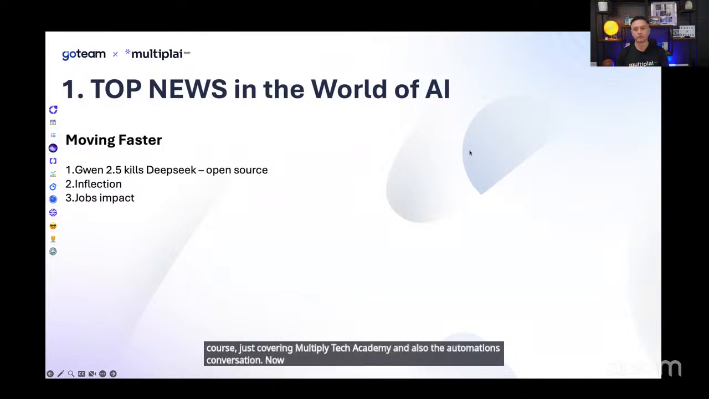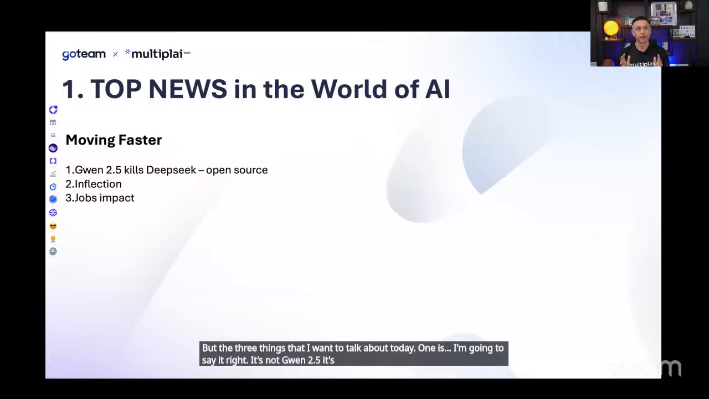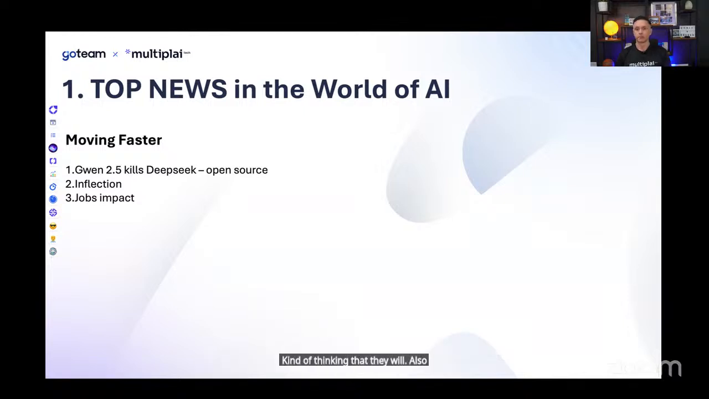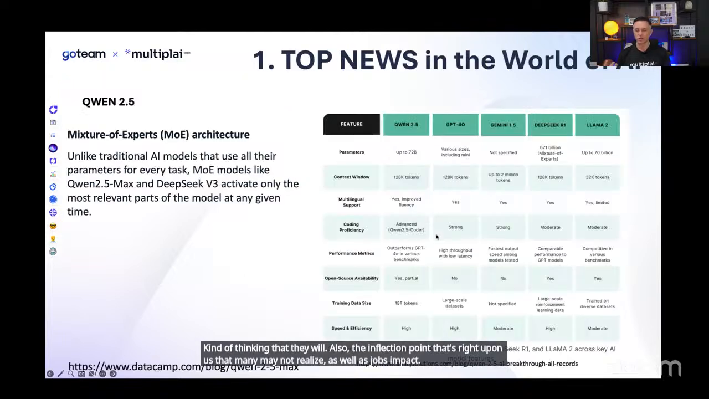Now, things are moving really fast in the world of AI. I could spend a couple of hours giving you an update on the changes in the last week and a half. But the three things that I want to talk about today, one is, I'm going to say it right, it's not Gwen 2.5. It's, I think it's Gwen, you say it the right way, and how it's really killing off DeepSeek. I think people are saying, at least from a performance perspective, it won't be open sourced yet. I'm kind of thinking that they will. Also, the inflection point that's right upon us that many may not realize, as well as jobs impact. We'll have a look, probably talk about jobs impact a lot as we move forward.